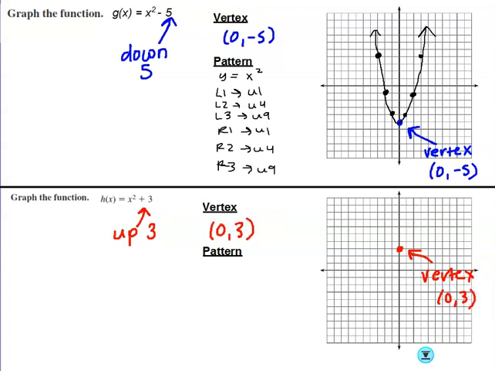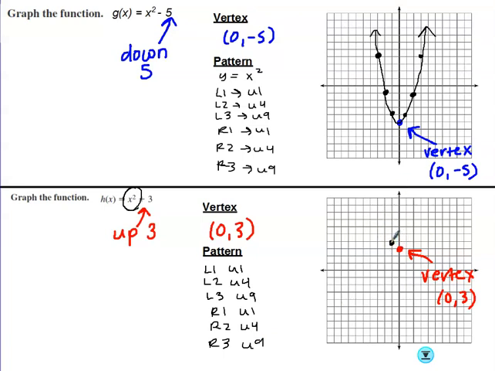And then from there, my pattern is not changing. With my x squared, there's no multiplication or division. So my pattern is just going to stay exactly as it was before. Left 1, up 1, left 2, up 4, left 3, up 9, right 1, up 1, right 2, up 4, right 3, up 9. We follow the pattern from the vertex.